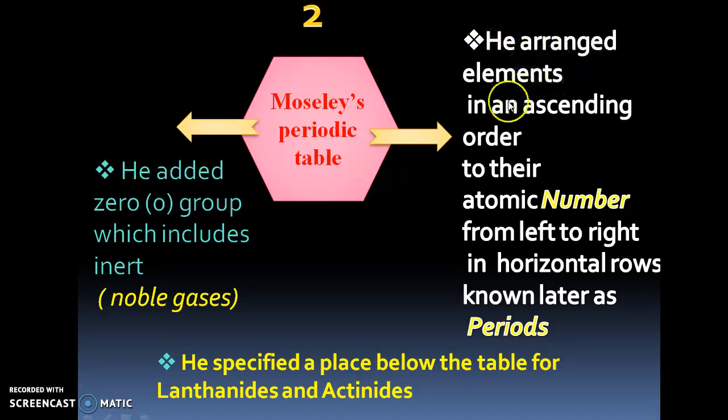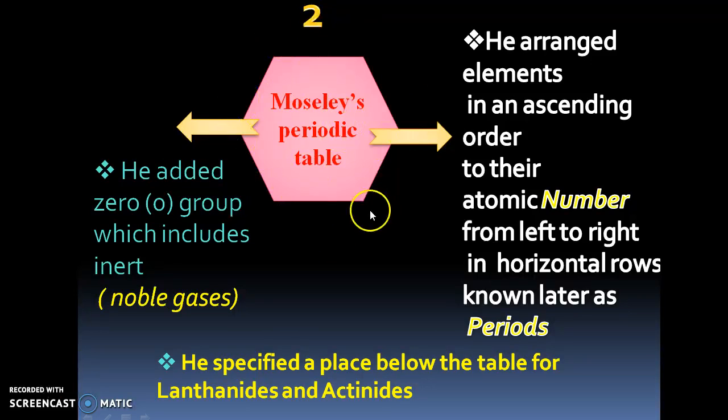Moseley arranged elements in ascending order according to their atomic number, not the atomic weight. And this is the correct one. From left to right in horizontal rows, known later as periods. Okay? What else did Moseley do? He added the zero group, which includes the inert or noble gases. And what else? He specified a place below the table for lanthanides and actinides.